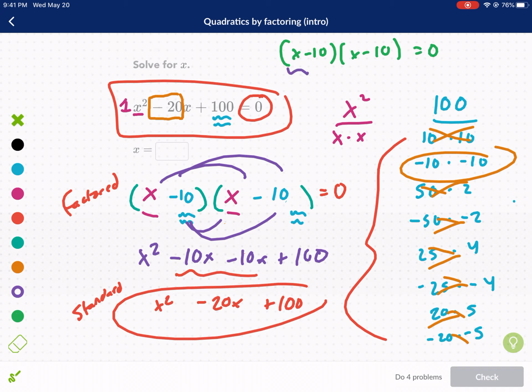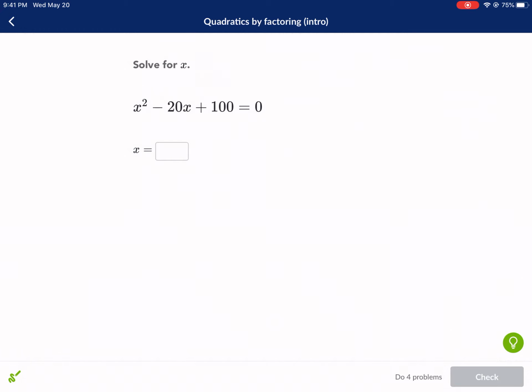So look at each one of these individually and say to yourself, x minus 10 equals 0. What does x equal? x minus 10 equals 0. What does x equal? So we add 10, we get x equals 10. And that's going to be our answer for both of these, but we only need to put it in once. So we're going to put x equals 10.